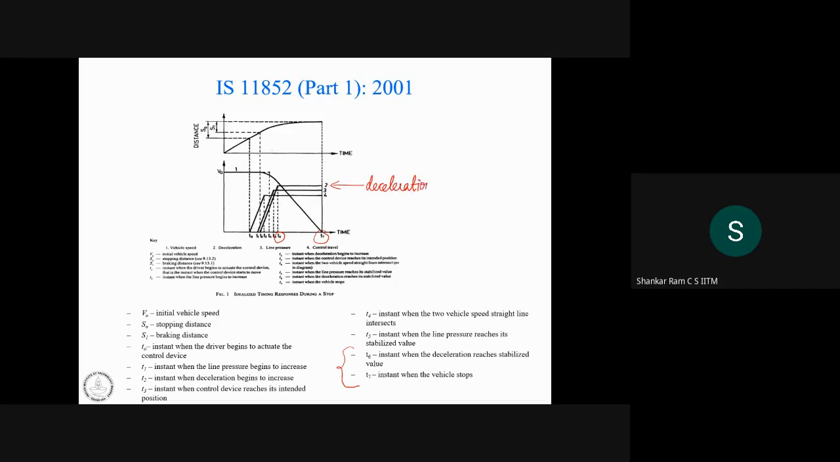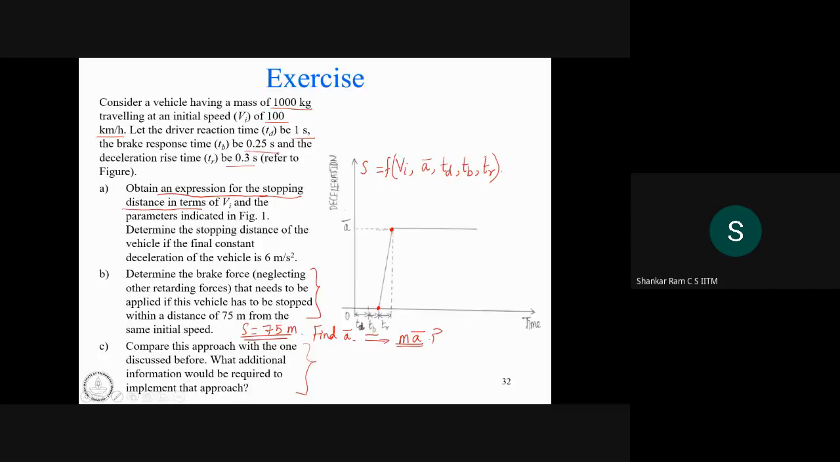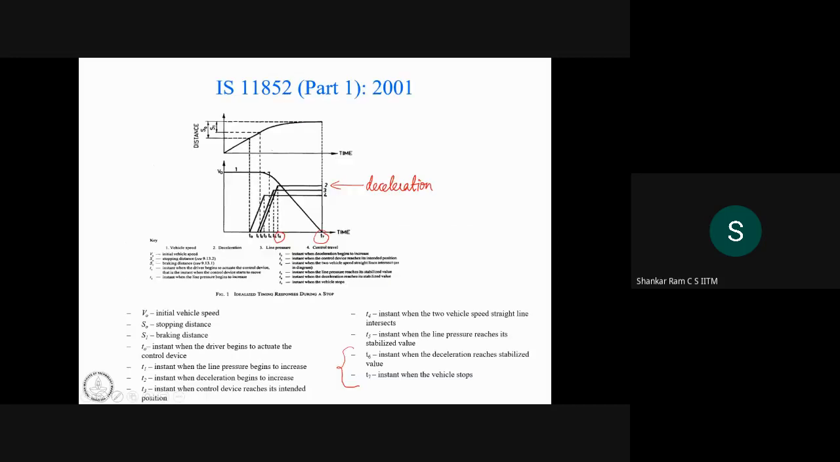All right, what we essentially plotted. If I want to go back, this point is T6, and the point where the vehicle stops is T7. I hope it's clear from this plot what IS 11852 calls T6 and T7. T6 and T7 indicate the instants of time at which the deceleration first reaches the stabilized, final steady state value, which is T6, and T7 indicates the time instant at which the vehicle stops.